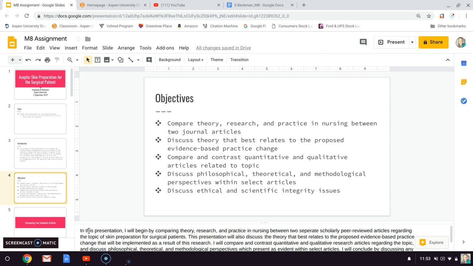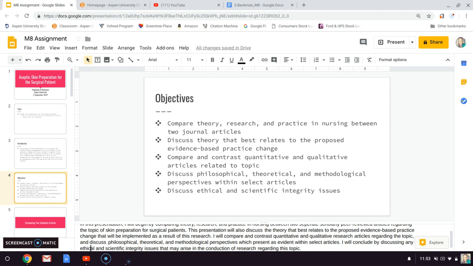Objectives. In this presentation, I will begin by comparing theory, research, and practice in nursing between two separate scholarly peer-reviewed articles regarding the topic of skin preparation for surgical patients. This presentation will also discuss the theory that best relates to the proposed evidence-based practice that will be implemented as a result of this research.